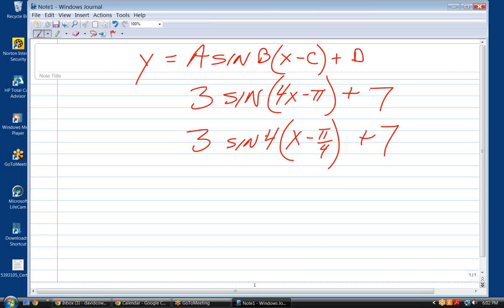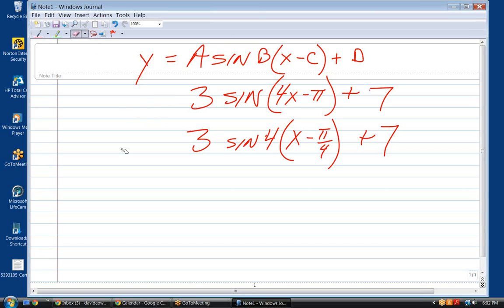And there's no correct standard. It's not like that's any more correct than having B inside the parentheses. It depends on the formula or the equation you get. In other words, they may give you this equation there, which means you've got to factor the 4 out in order to get it to this format up there.